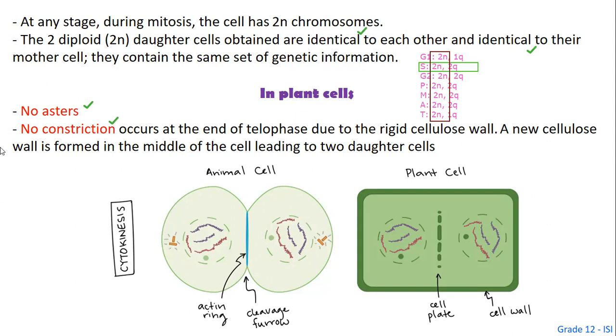Okay, look right here. This is an animal cell. A cleavage furrow constricts the cytoplasmic membrane to split the mother cell into two daughter cells. But look at the plant cell. We cannot constrict the cytoplasmic membrane since cells of plants have a cell wall, which is hard, which is rigid. So what happens to split the cell during cytokinesis is that a cell plate appears in the middle to split the mother cell into two daughter cells.